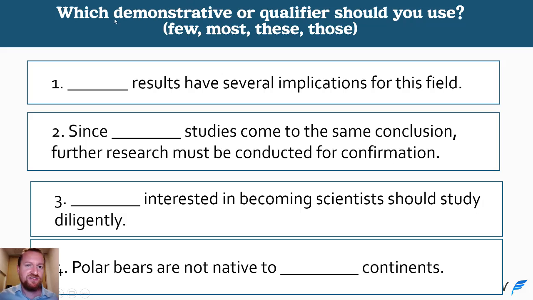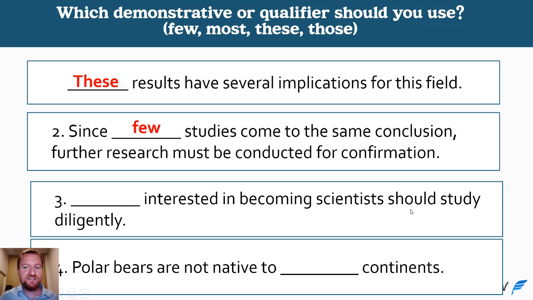All right, let's see which demonstrative or qualifier we should use. Few, most, these, those. One: these results have several implications for this field. These, right? These results, referring to something we just discussed. Two: since few studies come to the same conclusion, further research must be conducted for confirmation. Well, here's your hint. Further research must be conducted. Probably not enough studies, so few. Few studies come to this conclusion. We need to do more research. Not enough, not a significant amount of studies.